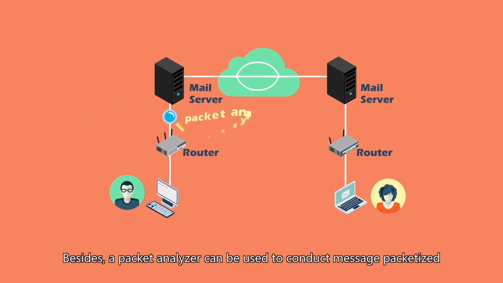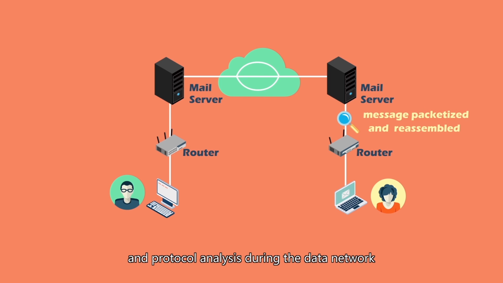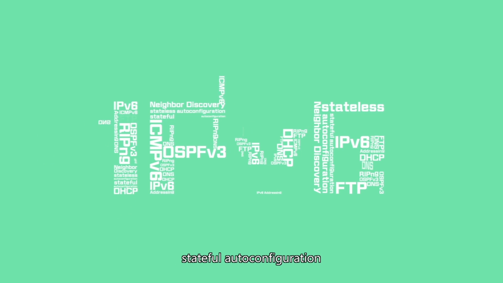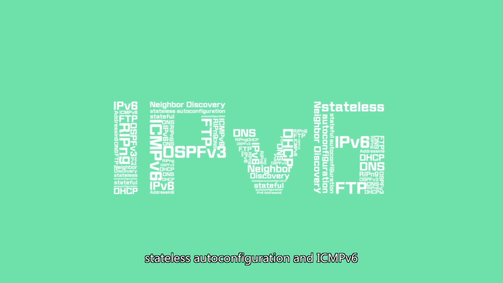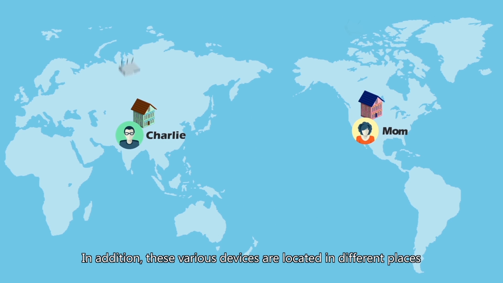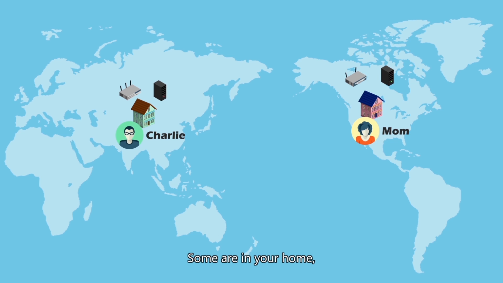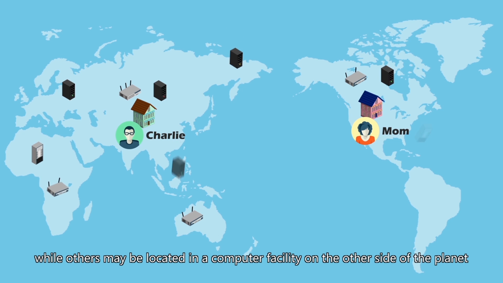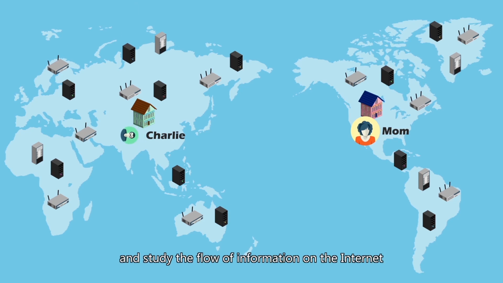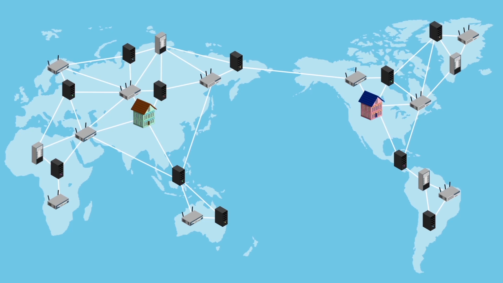Besides, a packet analyzer can be used to conduct message packetization and protocol analysis during the data network, and the packet's content details can also be viewed. The protocols used with IPv6 are highly complex, such as neighbor discovery, stateful auto-configuration, stateless auto-configuration, and ICMPv6. In addition, these various devices are located in different places. Some are in your home, while others may be located in a computer facility on the other side of the planet. This makes it rather difficult to monitor and study the flow of information on the Internet.